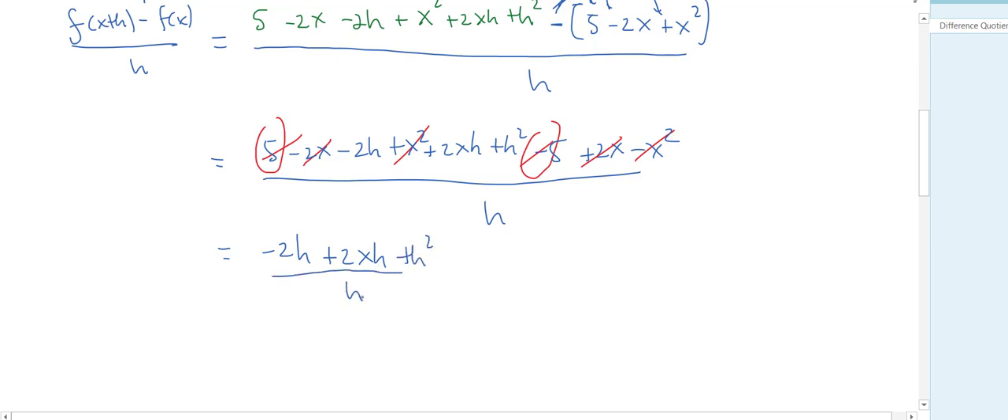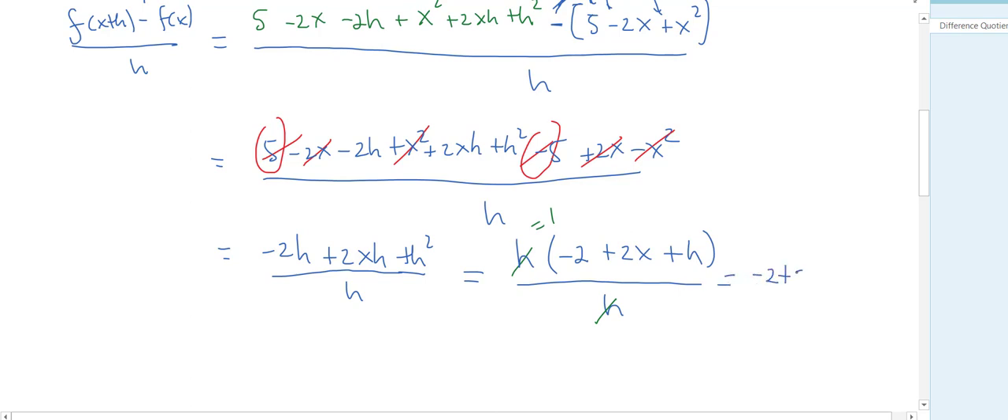The goal is to get rid of this h, so factor an h from the top. When you factor an h from the top, you're left with minus 2 plus 2x plus h, all over h. If you multiply this back in, you'll get what you started with. Now I can reduce, since h divided by h is equal to 1. So my final answer, the simplification, is minus 2 plus 2x plus h. That's what it means to simplify the difference quotient: your goal is essentially to get rid of that h on the bottom.